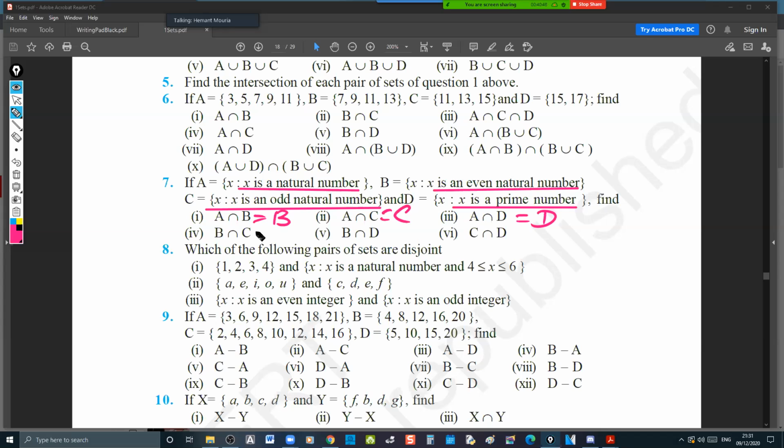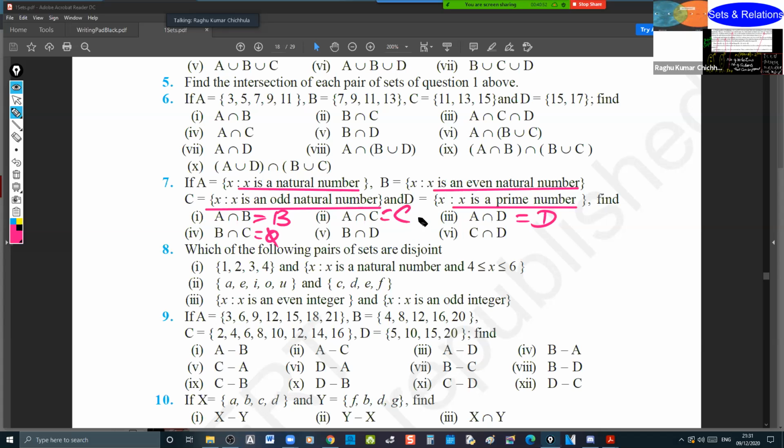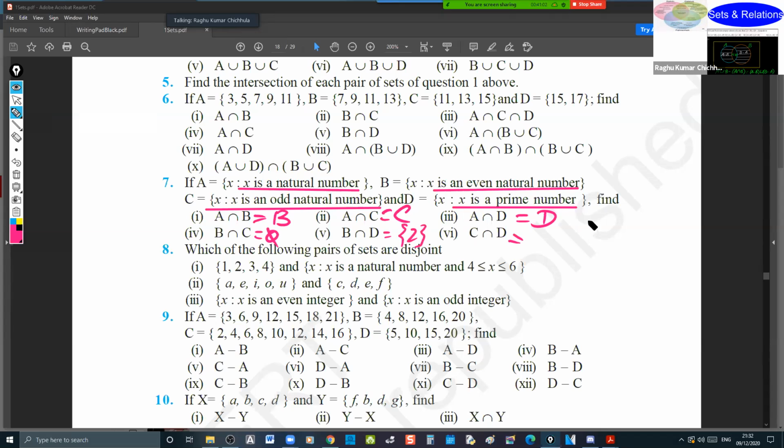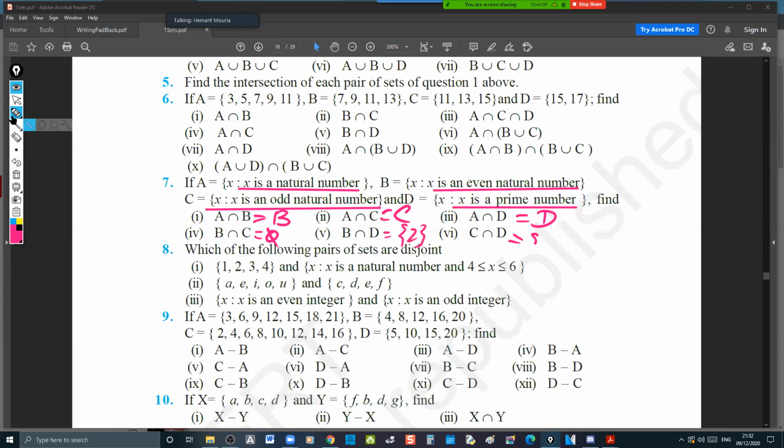Sir, 5. What is B intersection D? 2, sir. That's good. What is C intersection D? Sir, 1, 3. Chaitanya, you respond. C intersection D, please. C intersection D. Yes, sir.